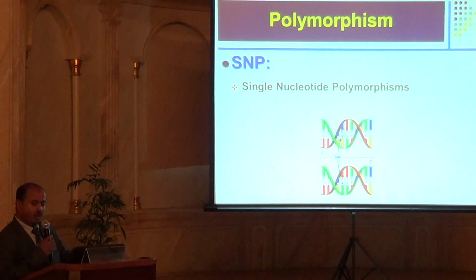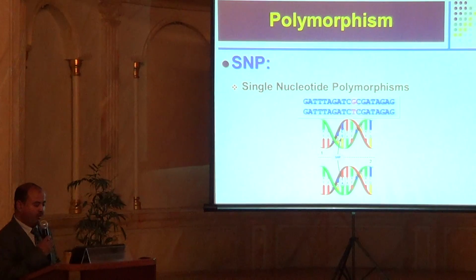So I mentioned before nucleotides mean base, sugar, phosphate. So if you have two alleles, allele means different form from the gene. If you look to the sequence of bases here, the first row is identical to the second one, except G, guanine, is changed to thymine. So this is just single nucleotide change.